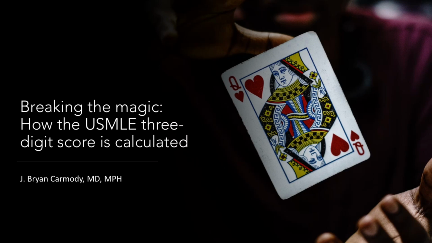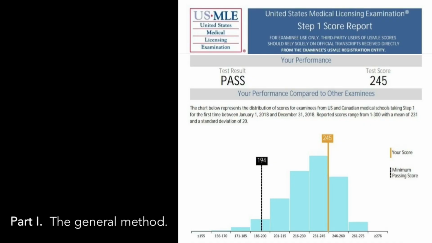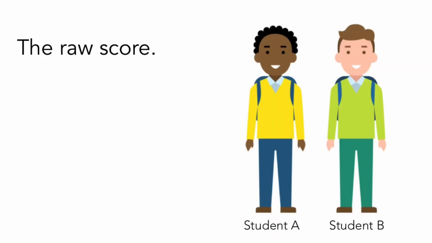Let's get into it. This video is going to have two parts. In part one, I'm going to demonstrate the general method that the USMLE uses to take the number of question items that you answer correctly to get your three-digit scaled score. Along the way, I'm going to explain exactly what the three-digit score is and why we need one. So to do that, first we have to understand why the USMLE uses this three-digit score at all. Why can't the USMLE just give us the raw score?